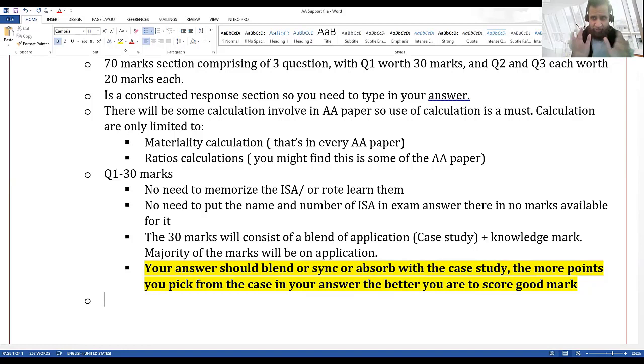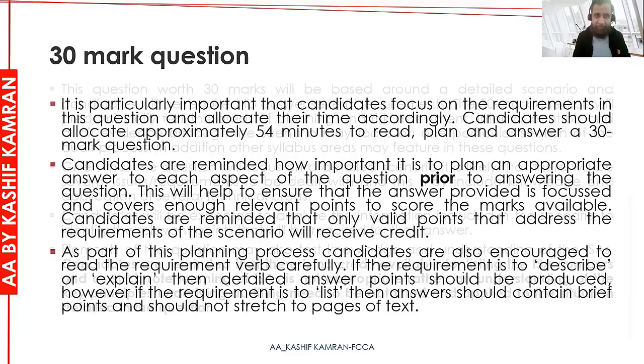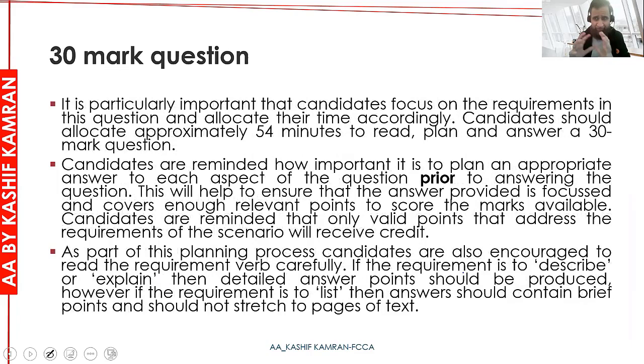Okay, back to the last two questions from section B, we have the 20 marks question. Again, something remaining from the 30 marks question. It is particularly important that candidates focus on requirements in this question and allocate their time accordingly, because it's a 30 marks question. So candidates should spend 54 minutes there. So 54 minutes, again, is the time for this 30 marks question, just like we had for section A, which was worth 30 marks. Candidates are reminded how important it is to plan the answer before you answer.